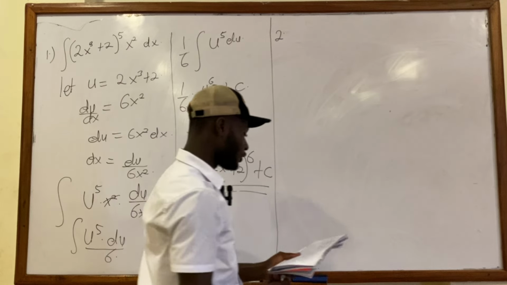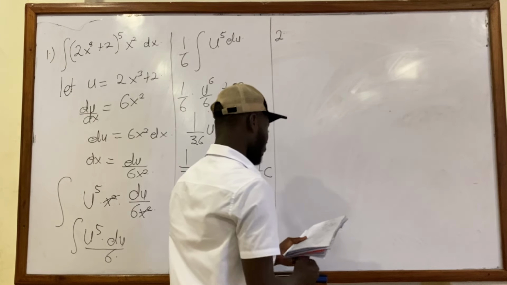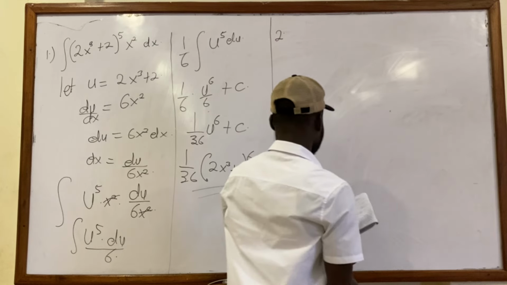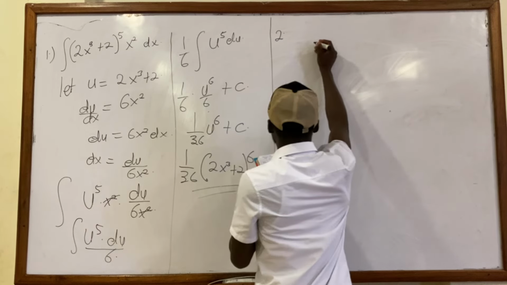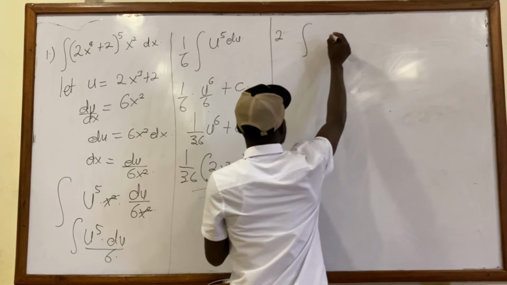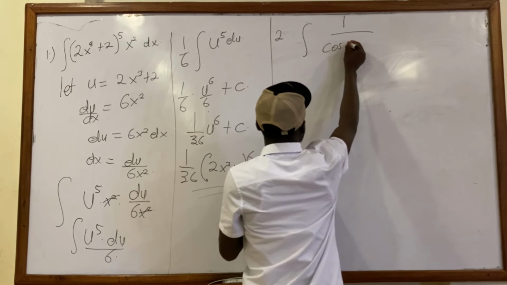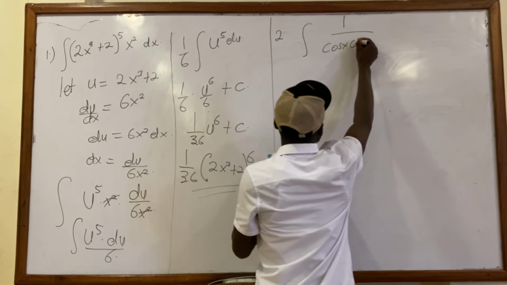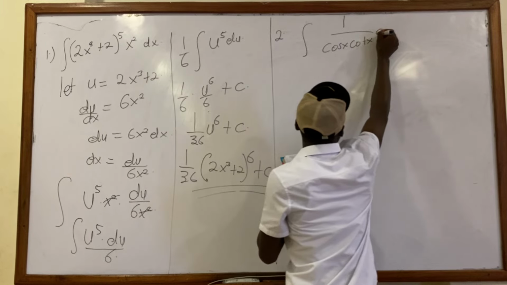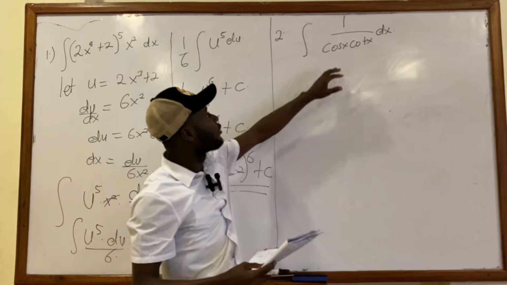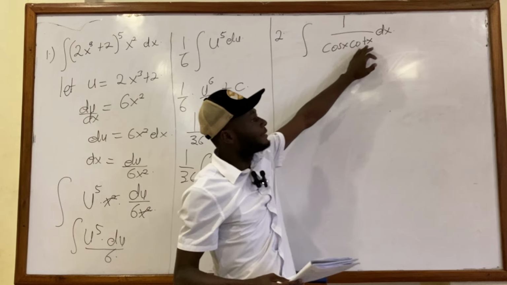So question number 2. We have to solve the integral of 1 over cos x cot x dx. The integral of 1 over cos x cot x dx.